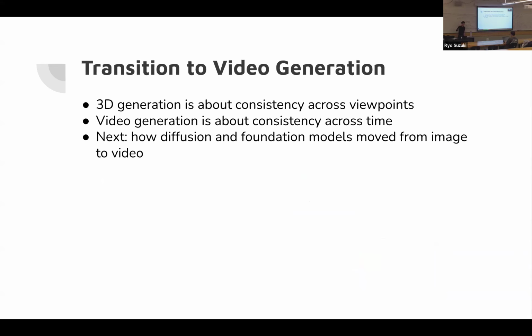So that's pretty much about 3D, but understanding the world is not only about 3D. What's missing in a 3D scene is actually time. So the 3D scene or 3D object has X, Y, Z, but it doesn't have a time dimension. So that's why video generation is also complementing the 3D model generation.